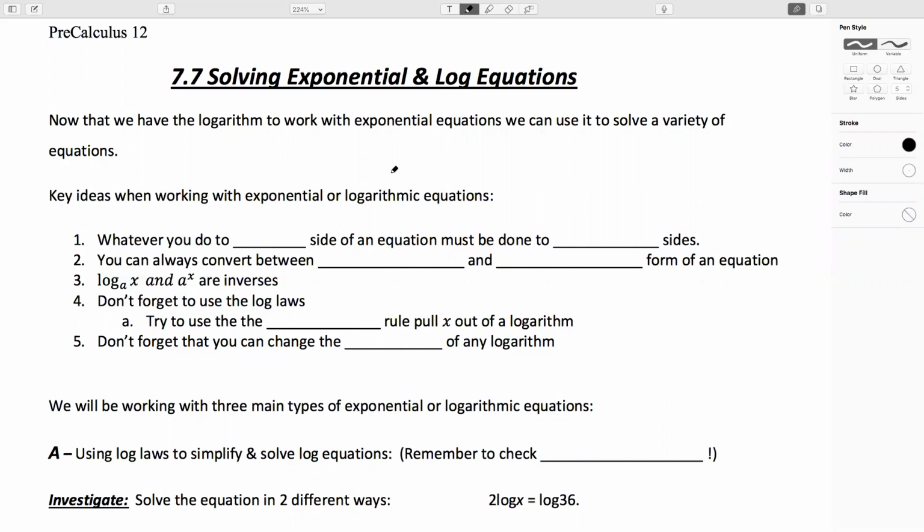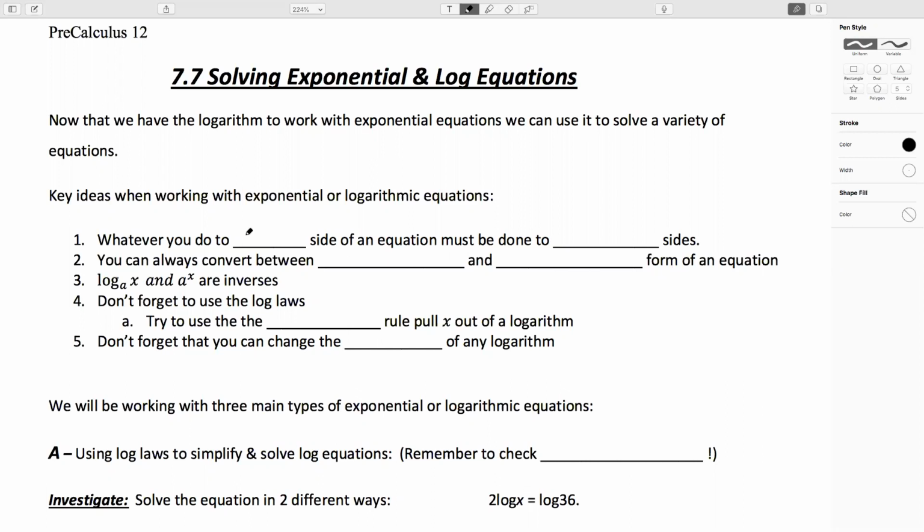Okay, so now that we have the log laws, we have a lot more power in solving equations because we can actually solve for the exponents now, instead of being stuck with using guess and check or graphing to do that. So now that we have the logarithm to work with exponential equations, we can use it to solve a variety of equations. Key ideas when working with exponential or logarithmic equations.